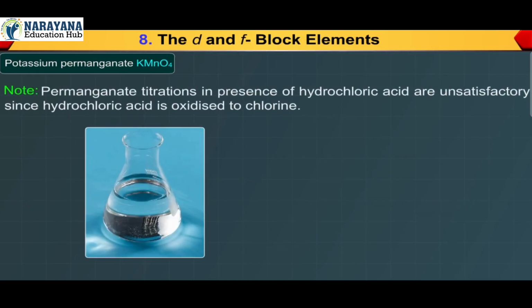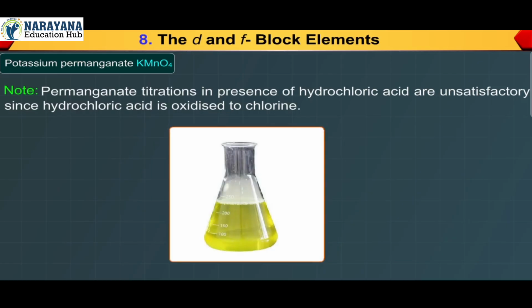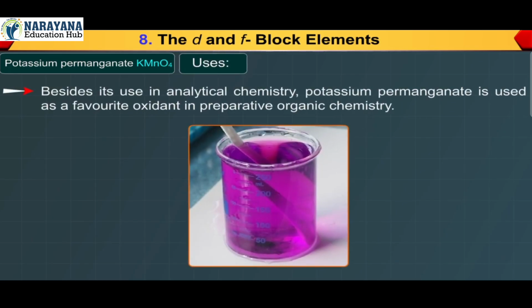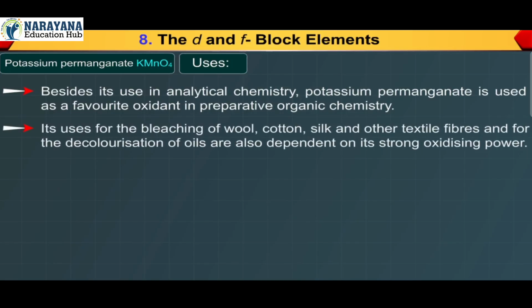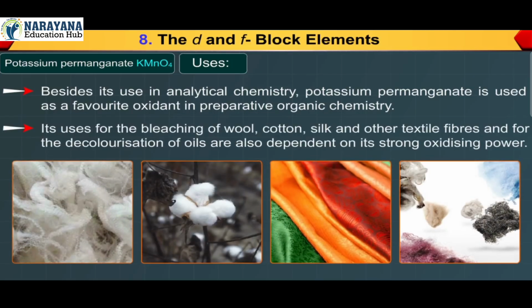Note: permanganate titrations in presence of hydrochloric acid are unsatisfactory since hydrochloric acid is oxidized to chlorine. Uses: besides its use in analytical chemistry, potassium permanganate is used as a favorite oxidant in preparative organic chemistry. Its uses for the bleaching of wool, cotton, silk, and other textile fibers and for the decolorization of oils are also dependent on its strong oxidizing power.